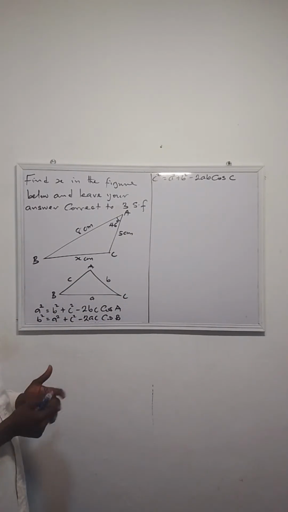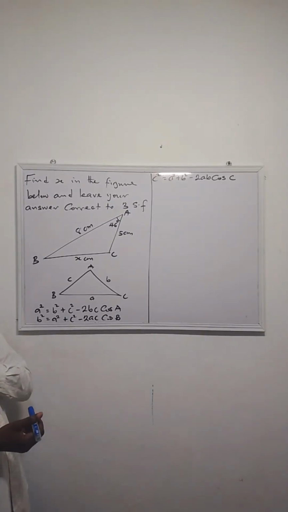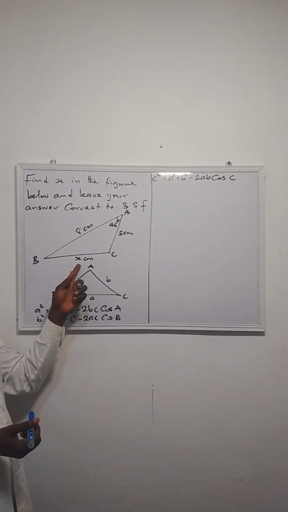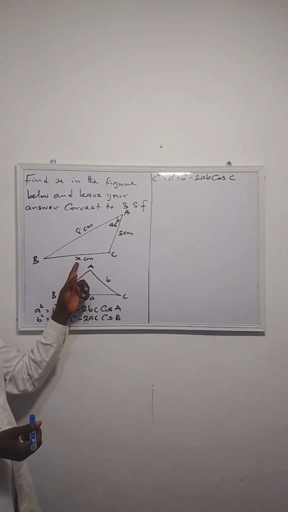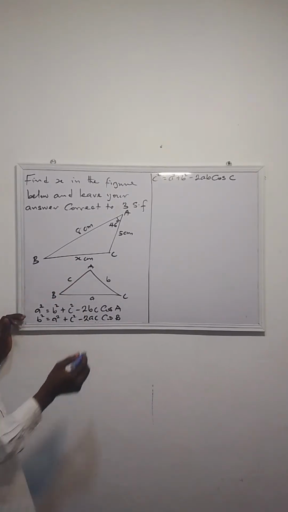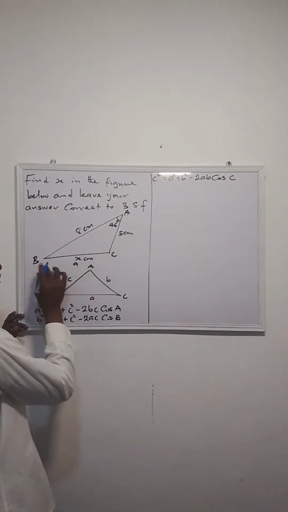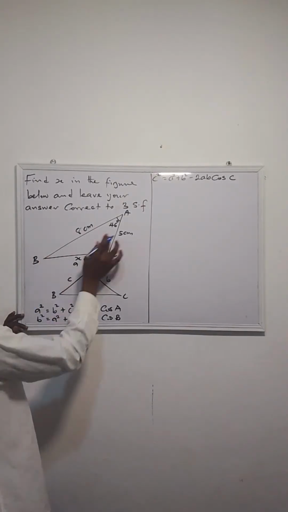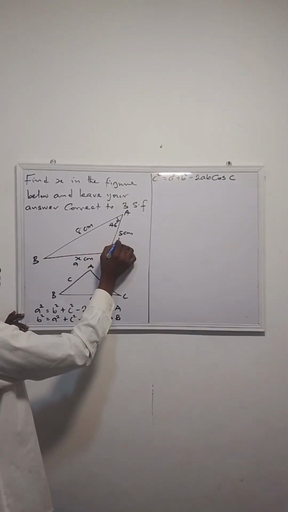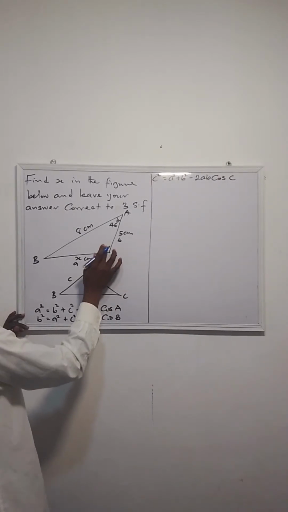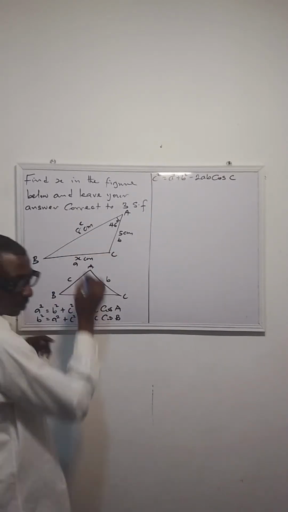Now let us look at it now. I'm looking for side A. So this is side A. This is angle B. And this is side B. This is angle C. This is going to be side C. Okay?